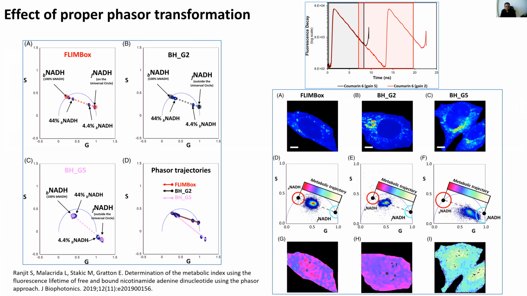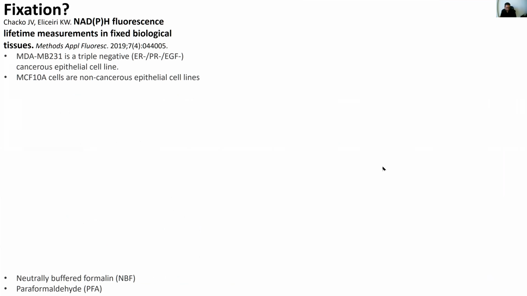In terms of actual cells, if you do FLIM-Box or Becker-Hickl gain of 2, we basically get a similar distribution. However, if you do gain of 5, we get a very different distribution. So if you're comparing this with this, the relative fraction might work, but the actual quantitative information will not be there.